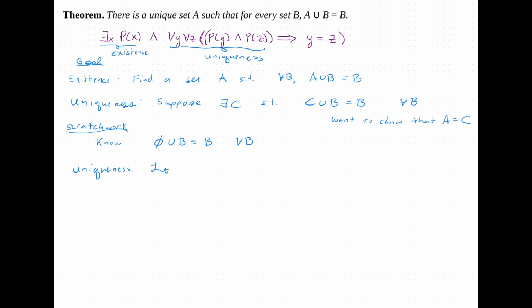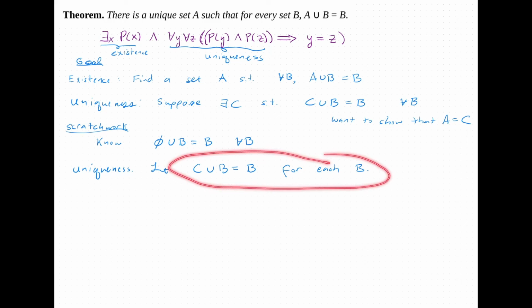let C union B equal B for each set B. So for all B. Let's suppose that this is the case. But now, what we want to do is show that C is equal to the empty set. So how can we do that? Well, we are assuming this statement here to hold true for every single set B. And so we can use that to our advantage.